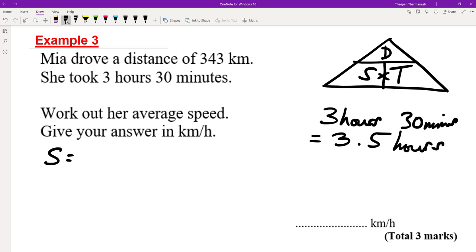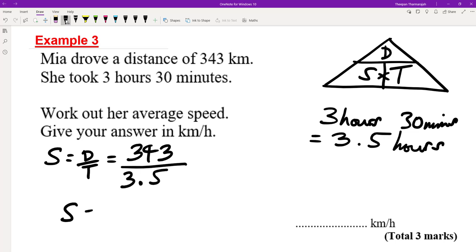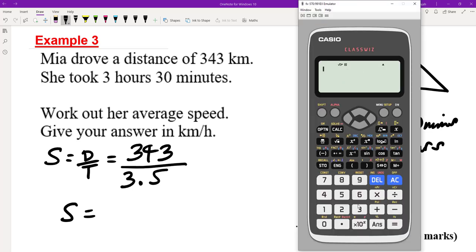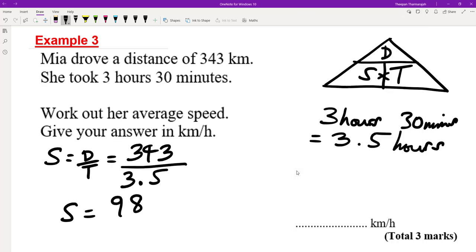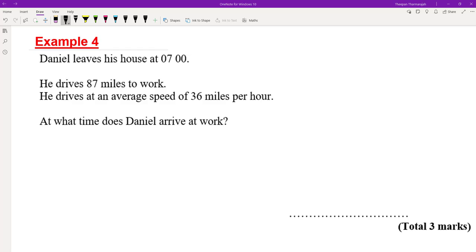Then we can say, well, speed is distance divided by time. So the distance is in kilometers and the time is in hours. So 343 is the distance. The time is 3.5. Then we can work that out here. So we get 343 divided by 3.5. That gives me 98 kilometers per hour. Here's another question for you to try. You can pause the video, and when you're done, I will go through my worked solution.